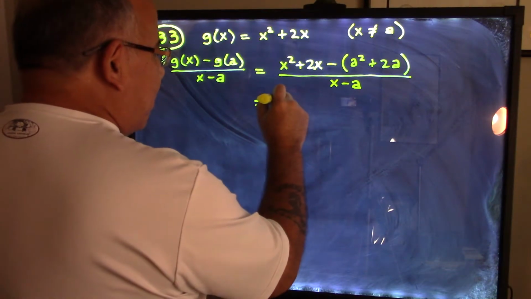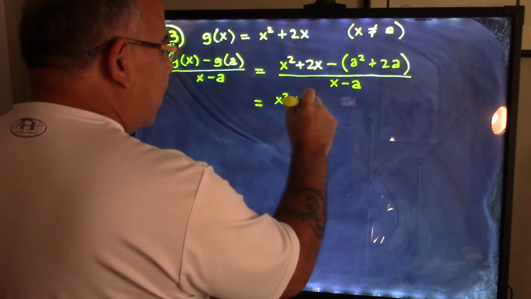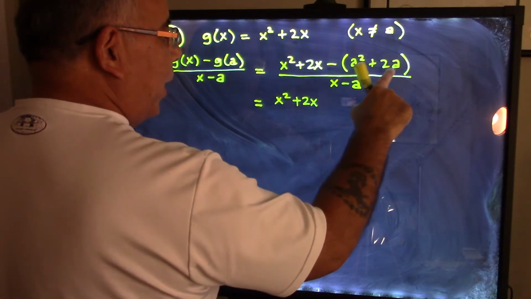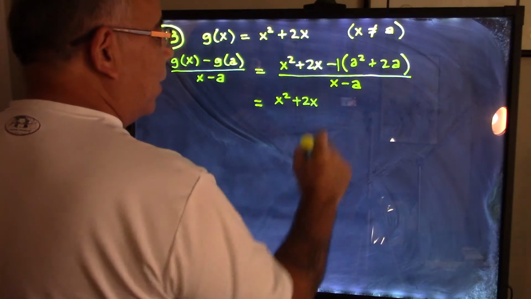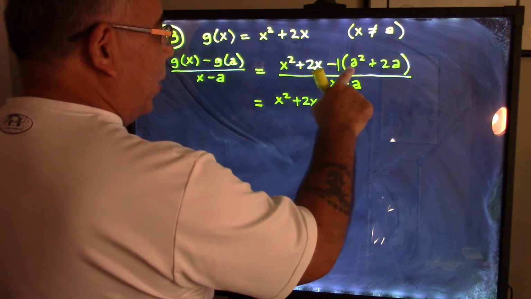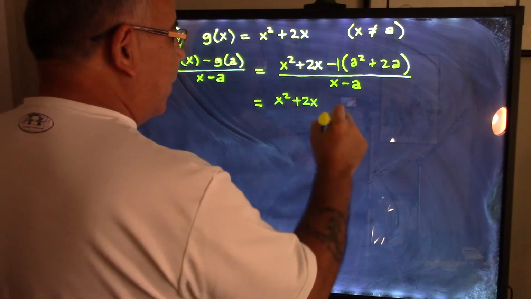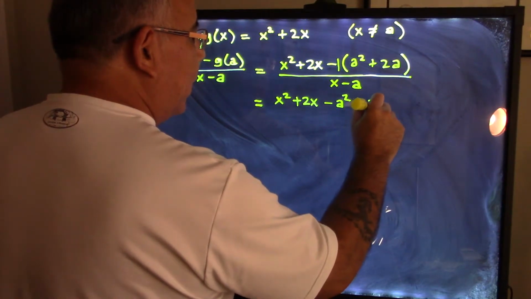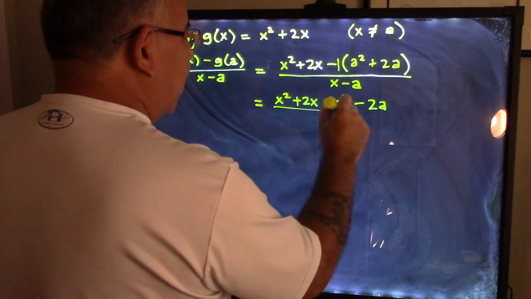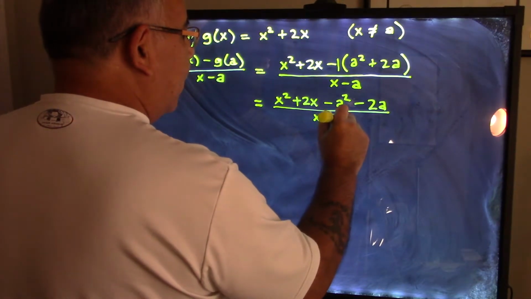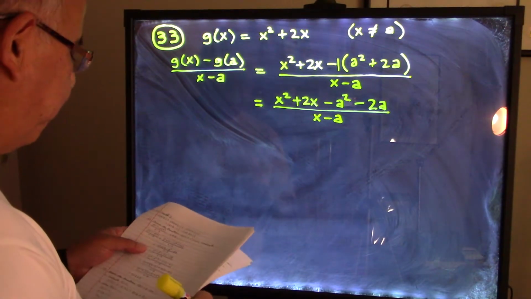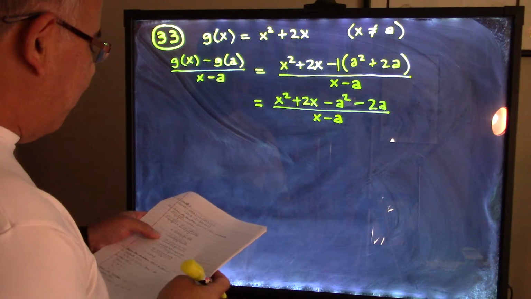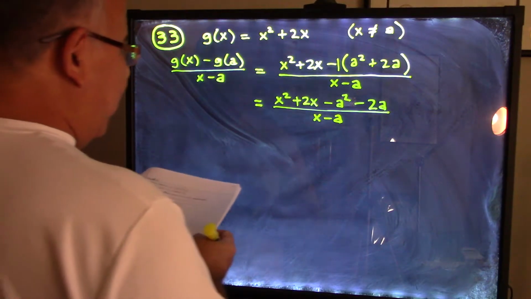So we have x squared plus 2x minus, and again, you can think of that as minus 1 multiplying whatever's in the parentheses. That's quite alright. Minus 1 times a squared and minus 1 times 2a. So you get minus a squared minus 2a, all over x minus a.